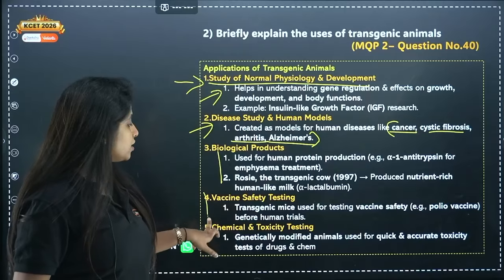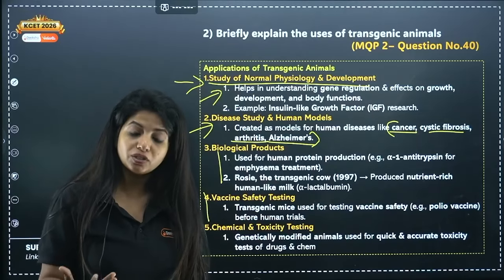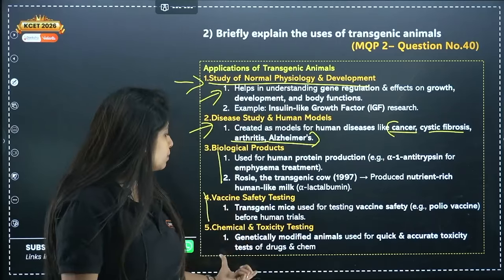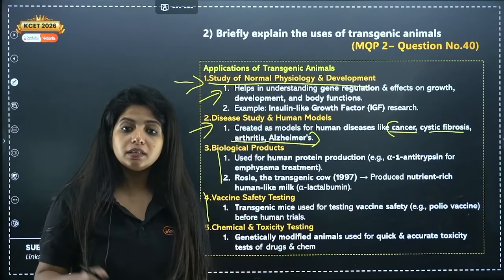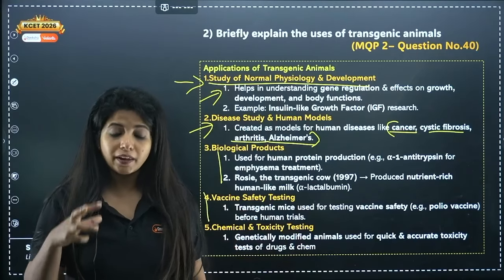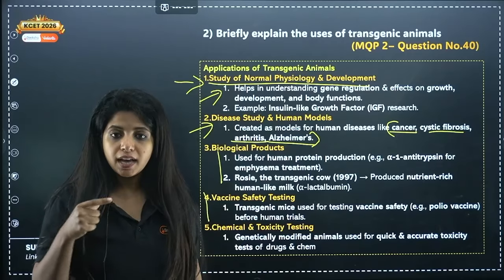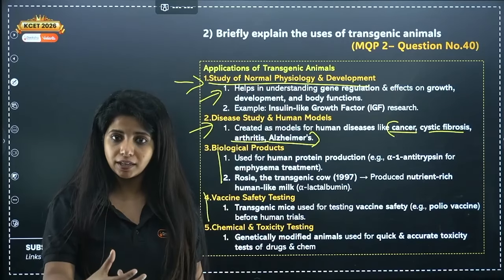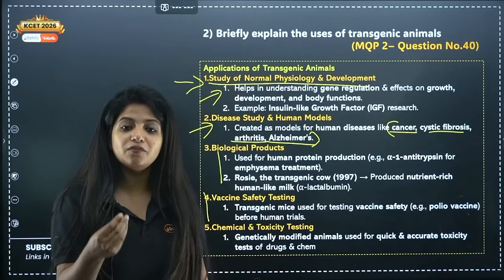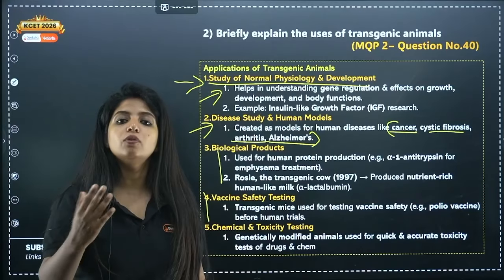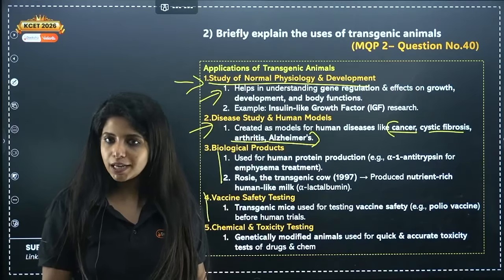Now for vaccine safety testing, I made a vaccine. I want to check its safety. I insert it in an organism and see its effect. I also want to see the chemical and toxicity testing. For example, how toxic is this particular chemical? Can it be given as a drug? So what do I do? I make the organism sensitive and then I give this drug and see what the effect is. If the effect is less in a very sensitive organism, that means this particular drug is safe to be given to other human beings as well.